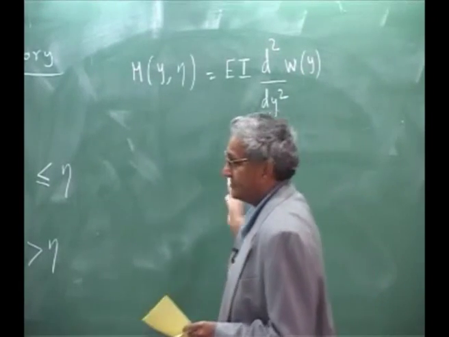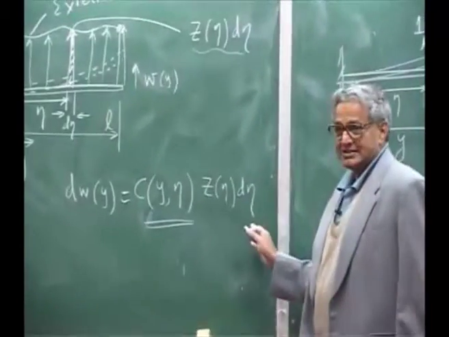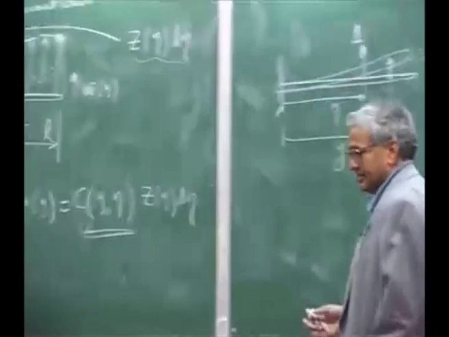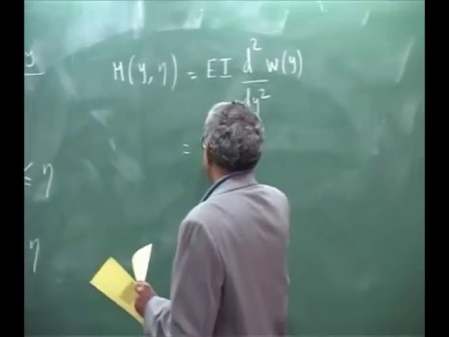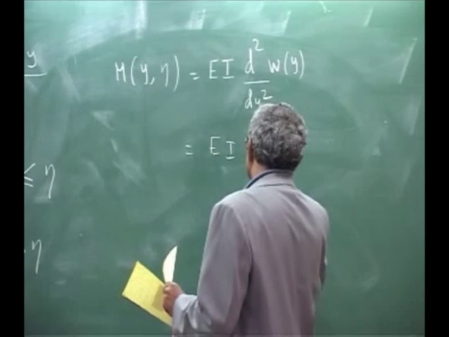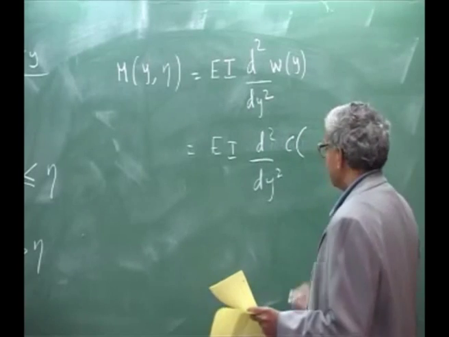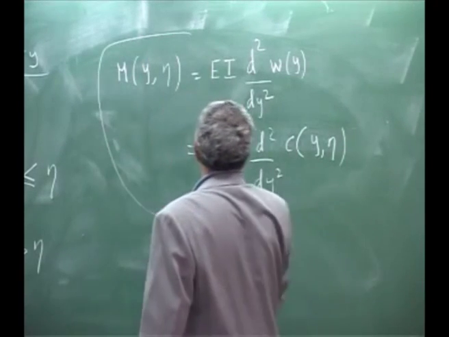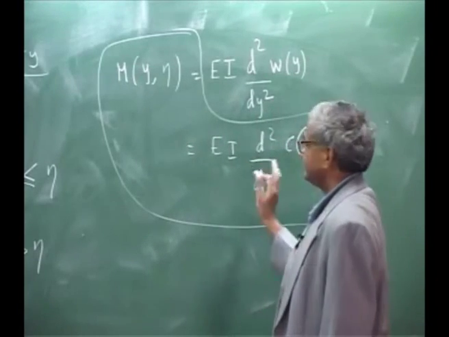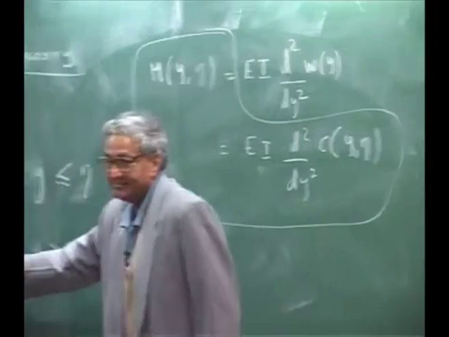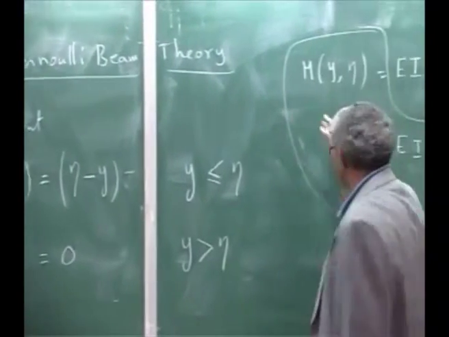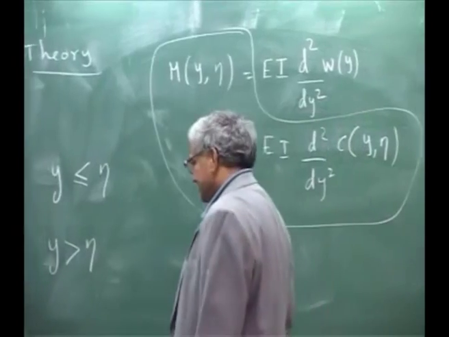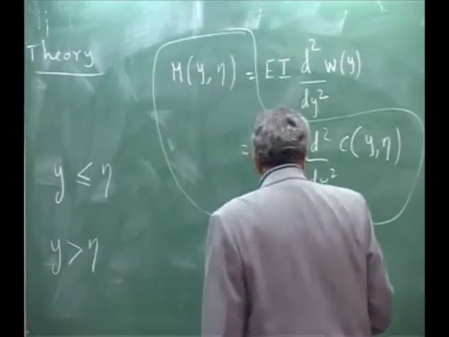Now what is w(y)? Because no other load is there except only one load, so w is itself nothing but C(y, eta) only. Okay. So this becomes essentially EI d square by dy square C of (y, eta). Okay. So this is my equation. You have to solve. You know the moment is given here. Substitute the moment here, solve for C(y, eta), but in two parts of the beam. Okay. So with the boundary condition, that is the key.